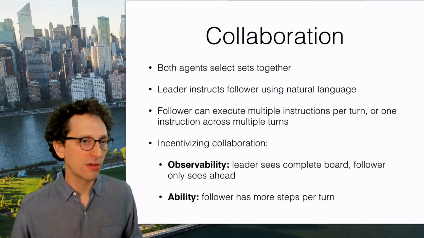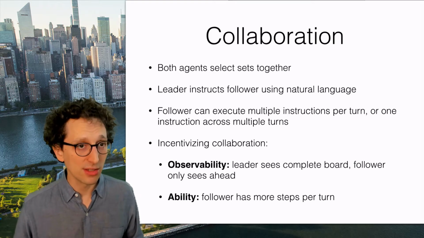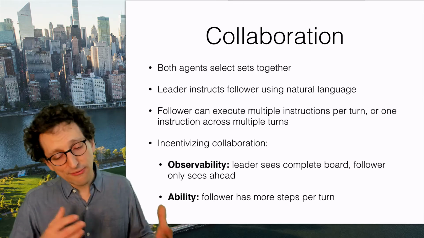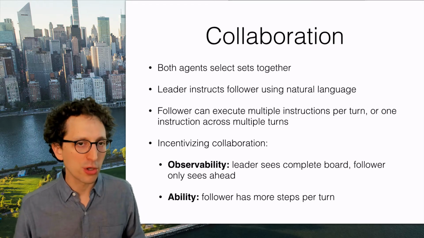Both of the agents in CerealBar select sets together. The leader instructs the follower, so they both act in the world by moving together, and the leader instructs the follower using natural language, whereas the follower's goal is to follow these instructions. So they can execute multiple instructions per turn or 1 instruction across multiple turns.